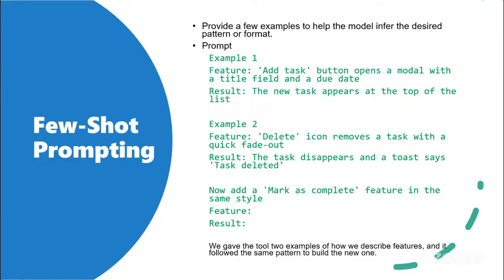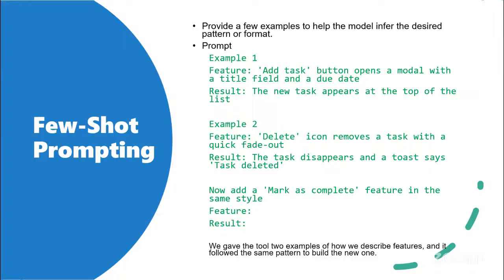Let's say we are building that application, and then we can say, well, add some features, like add a task button that will open a small window with a title field and the due date, right? So we can ask that, and we can see if it can create it. The result is going to be a new task appears at the top of the list, and we are giving it an example. And then we're giving it a second example of a delete icon that will remove a task with a quick fade out, right? It will delete and it will fade out.